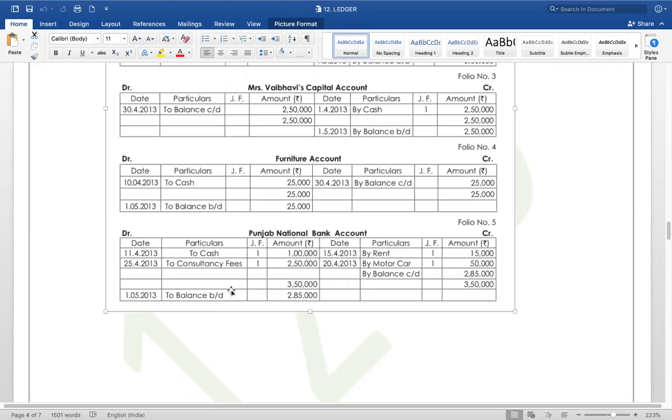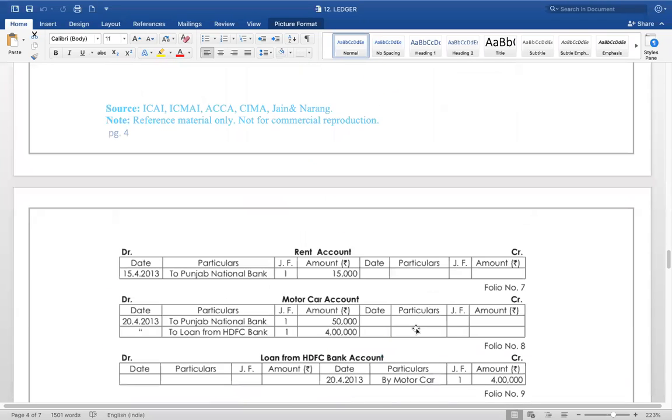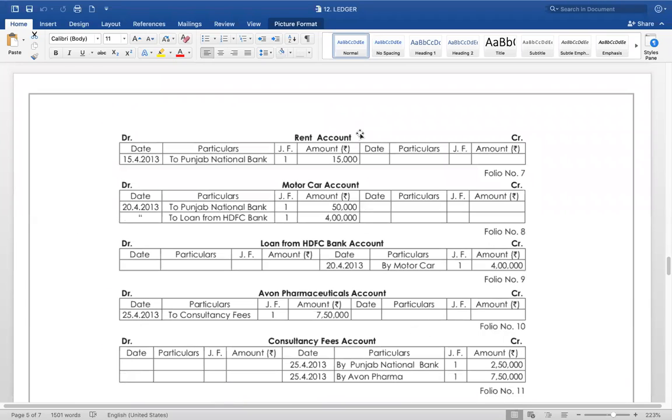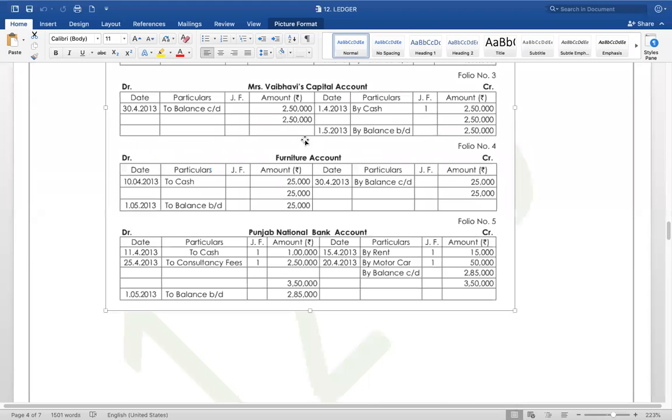Brought down is written on the top in your list of items in the account. Brought down is written as the first item for the next accounting period. Carried down is written as the last item in the last accounting period. Right. This is the point where we stop. Let's come to some more items. Now there's a rent. How did you pay the rent? You paid the rent by issuing the check.